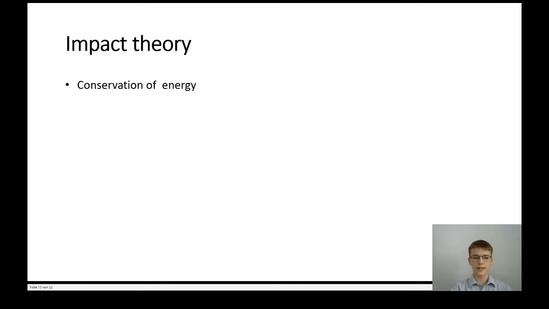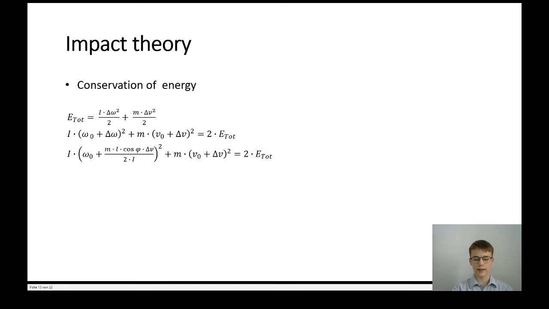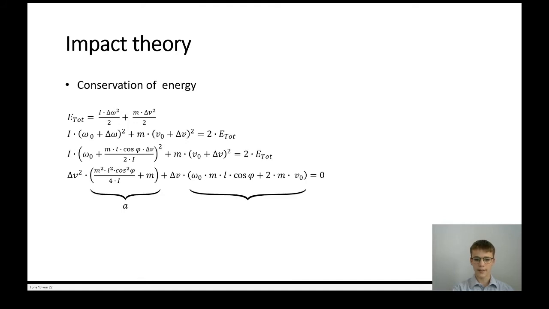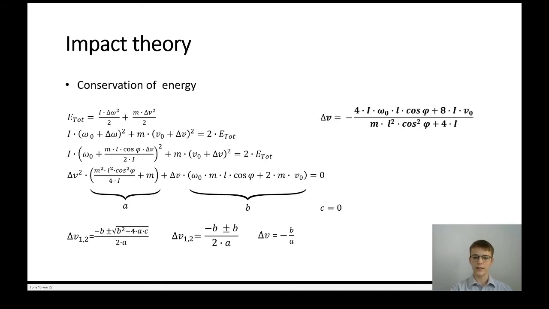By also using the principle of conservation of energy, we get another equation, and we can solve the system by substituting one equation into another. Then we get a quadratic equation with this part being a, this part being b, and c being 0. Then we can solve it with the quadratic equation formula, and because c is 0, we can simplify it and get that the change of velocity is exactly minus b divided by a. Therefore, we get that the change of velocity is exactly this formula.